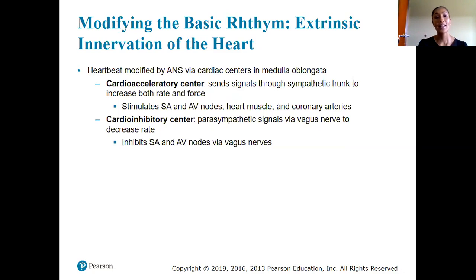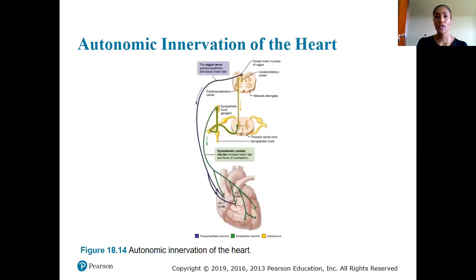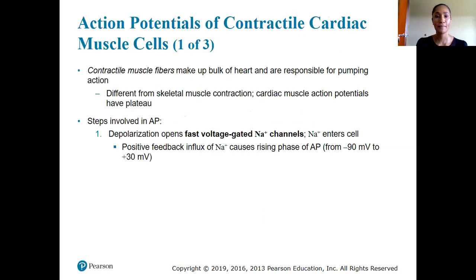Versus the cardio inhibitory center is going to involve the parasympathetic nervous system. So the parasympathetic signals will communicate to the heart through the vagus nerve to decrease heart rate. And so this will inhibit the SA and the AV nodes through the vagus nerves. And this is just a diagram showing the innervation of the heart and the effects that the autonomic nervous system can have on the heart, whether it wants to accelerate the heart or inhibit heart rate.